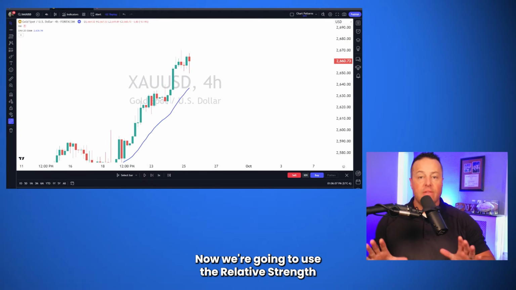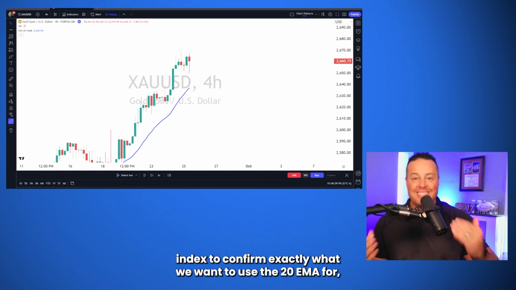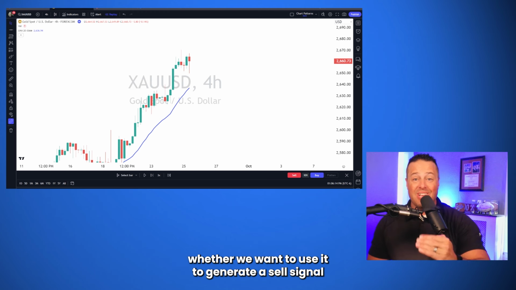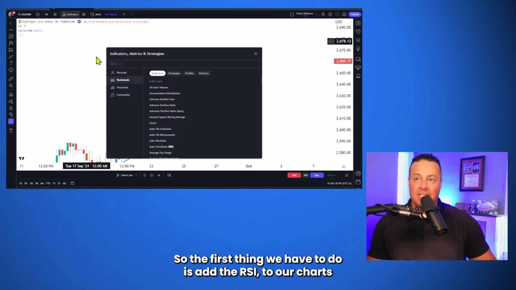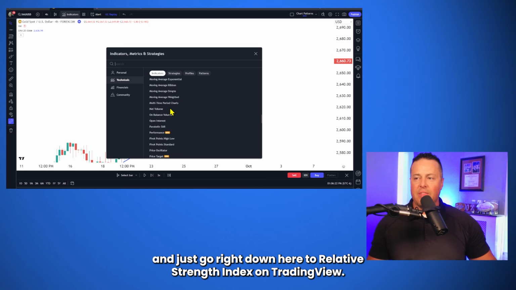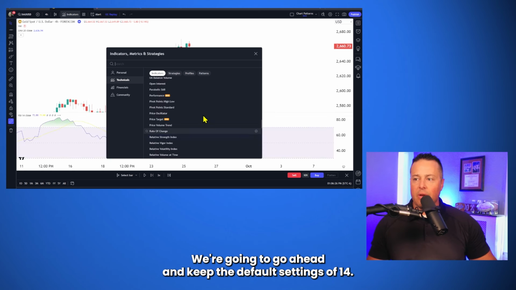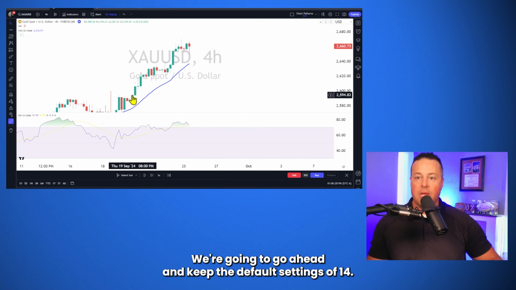Okay, let's go over an example of how to trade the 20 EMA with confirmation. Now, we're going to use the relative strength index to confirm exactly what we want to use the 20 EMA for, whether we want to use it to generate a sell signal or a buy signal to get us into the market. So the first thing we have to do is add the RSI to our charts. You just go right down here to relative strength index on TradingView, and we should be right there. We're going to go ahead and keep the default settings of 14.